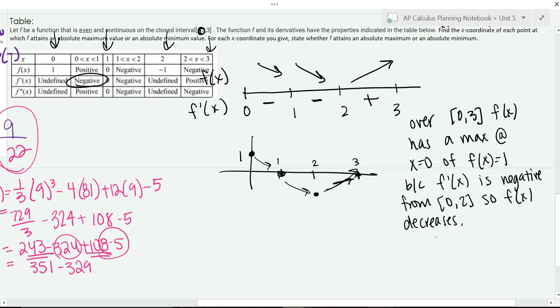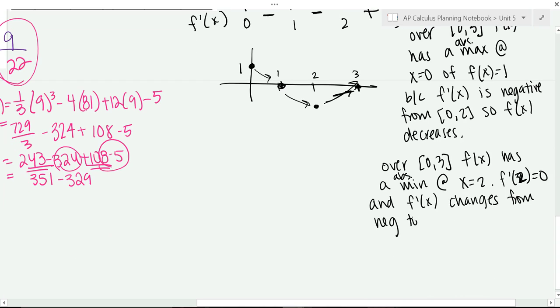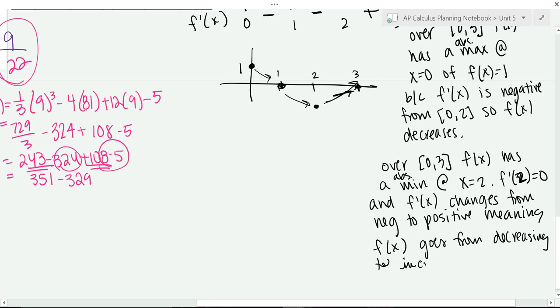And then we can say over 0 to 3, f of x has a min, absolute min, at x equals 2. f prime of x equals 0, f prime of 2, and f prime of x changes from negative to positive, meaning f of x goes from decreasing to increasing at x equals 2. So some sort of summary along that line, and then you are good to go.